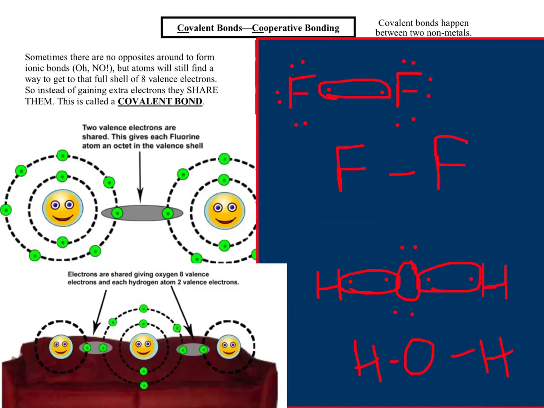And those are our 2 different types of bonds, ionic and covalent bonds.